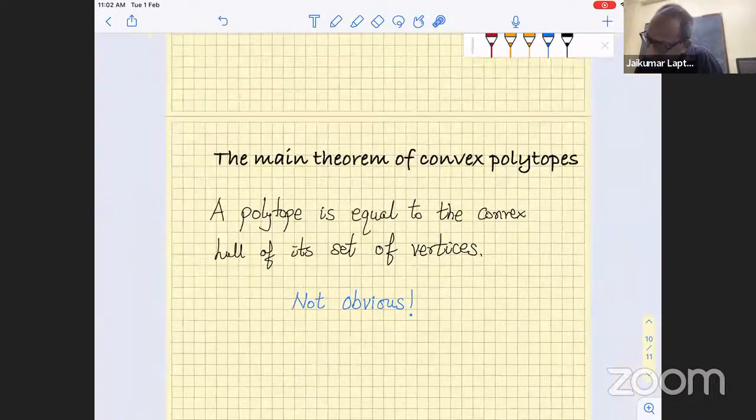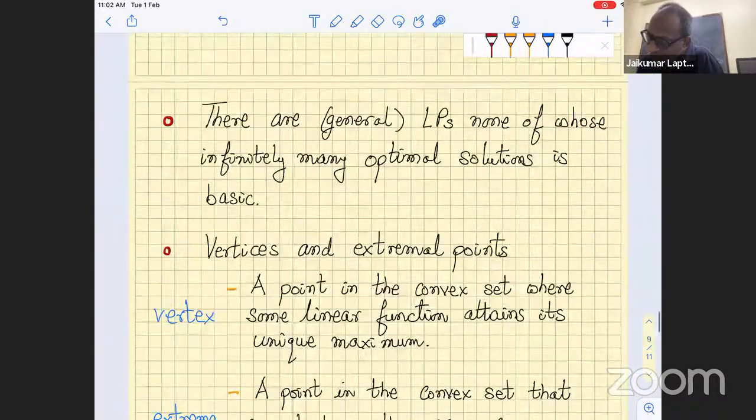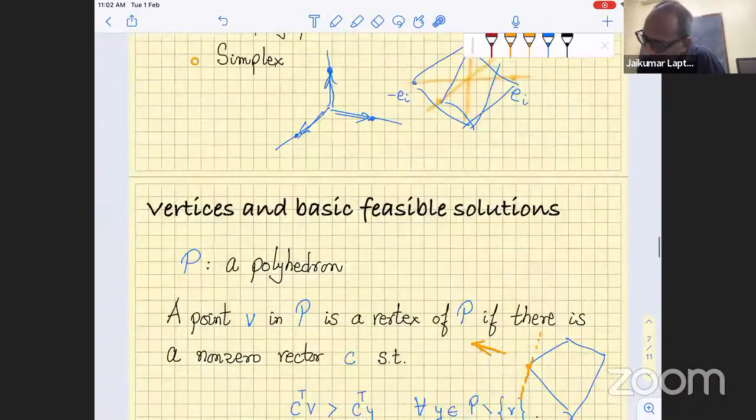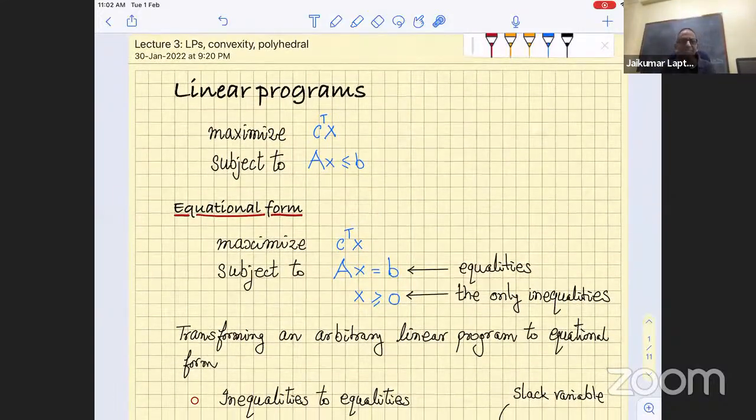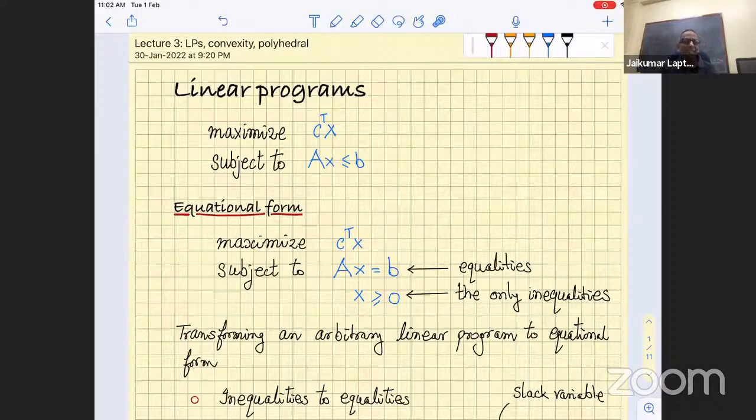Yeah. So that is all I wanted to say today. I told you about linear programs in equational form and basic feasible solutions, and the relationship between basic feasible solutions and vertices of the polyhedra that arise out of linear programs in equational form. If there are any questions, I'll answer. Otherwise, we can leave.